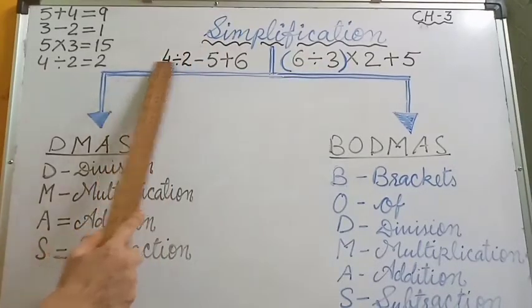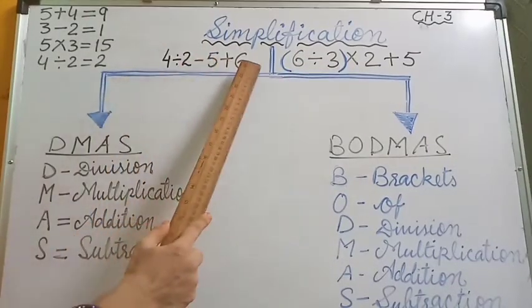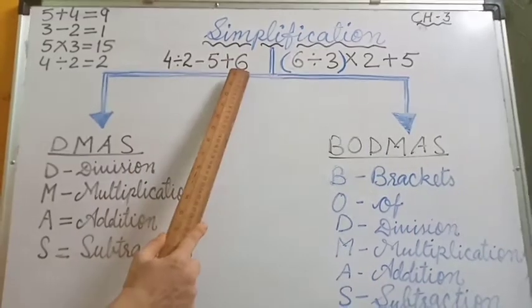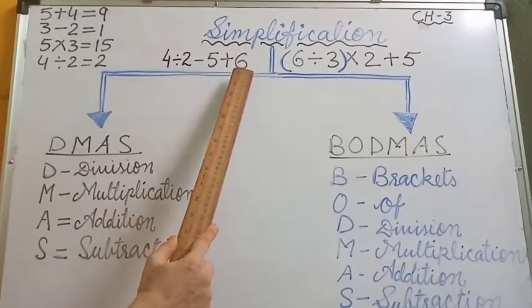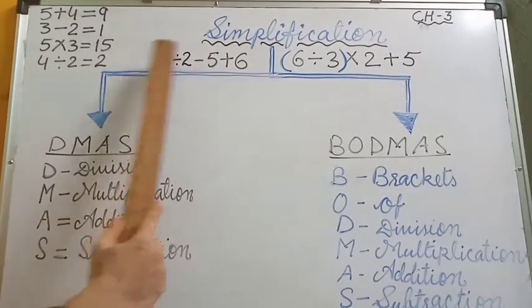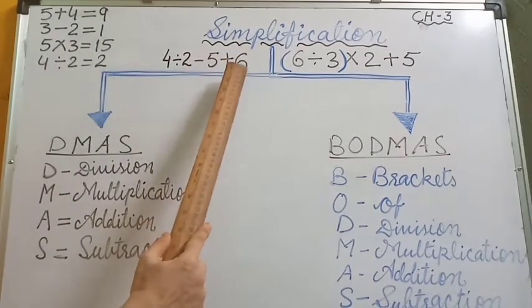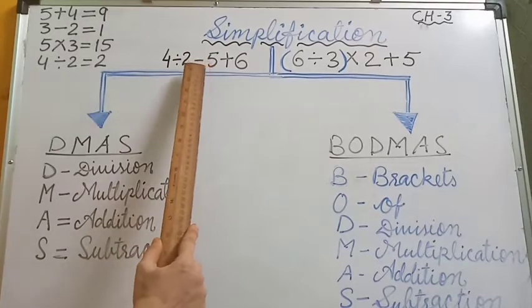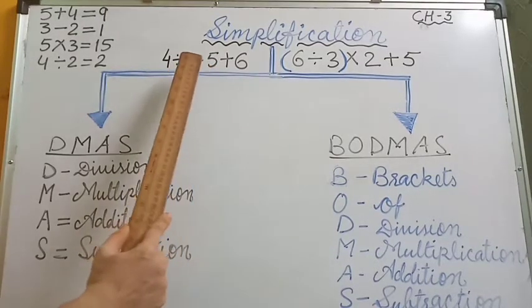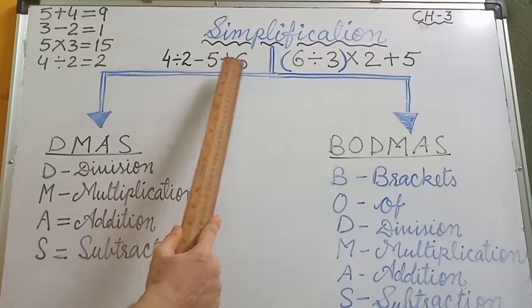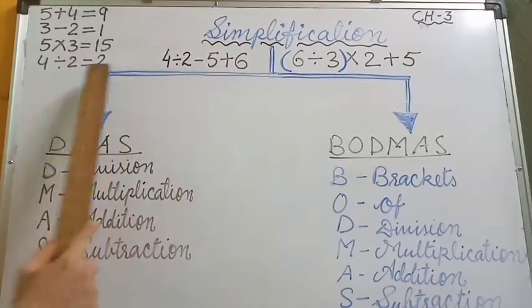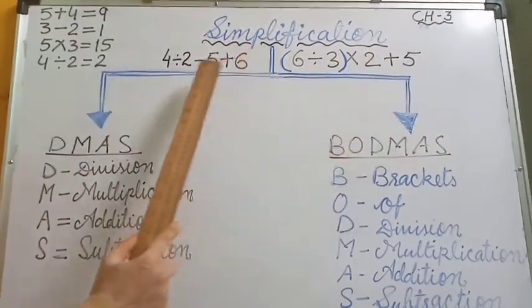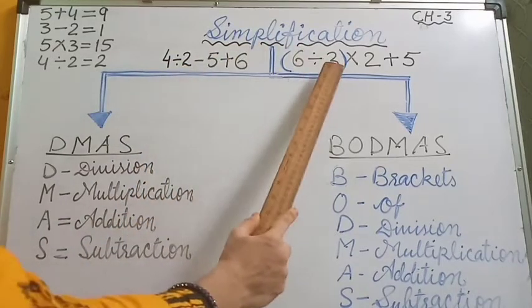If I solve this expression from right to left or left to right, I will get different results. If I solve from left to right, I will get a different result, and if I solve right to left, I will get a different result. So how to solve this expression? We can solve in two ways. Here we have two rules to solve this type of expressions.